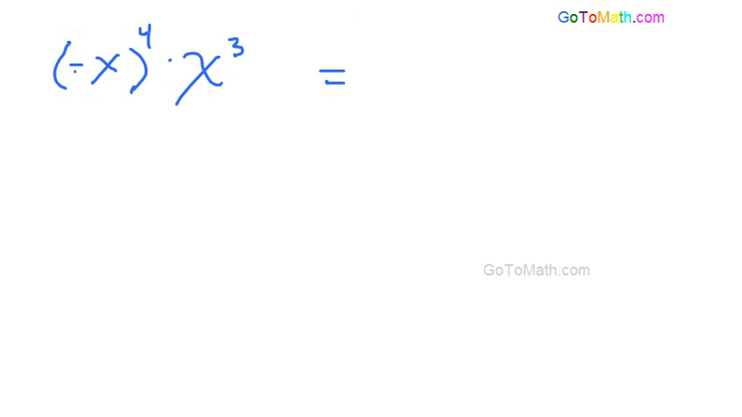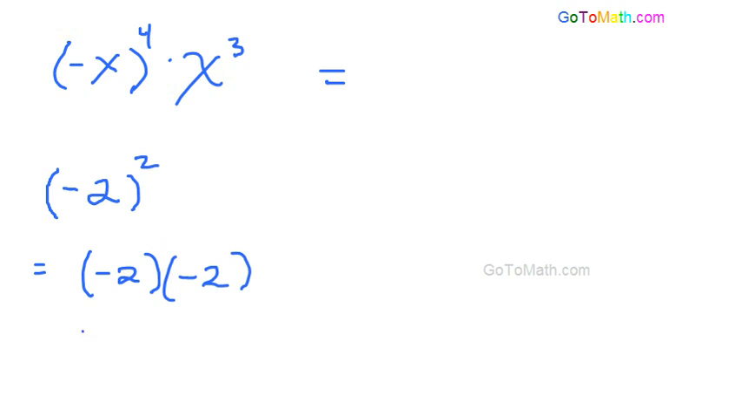Now here's something we hadn't talked about. Okay, let's do something here, a little side work. Let's say that I have negative 2 raised to the second power. So what is this? This is negative 2 times negative 2, right?